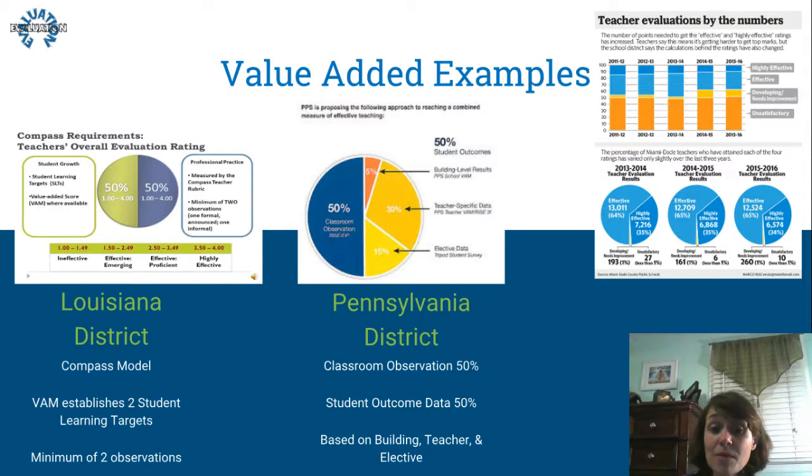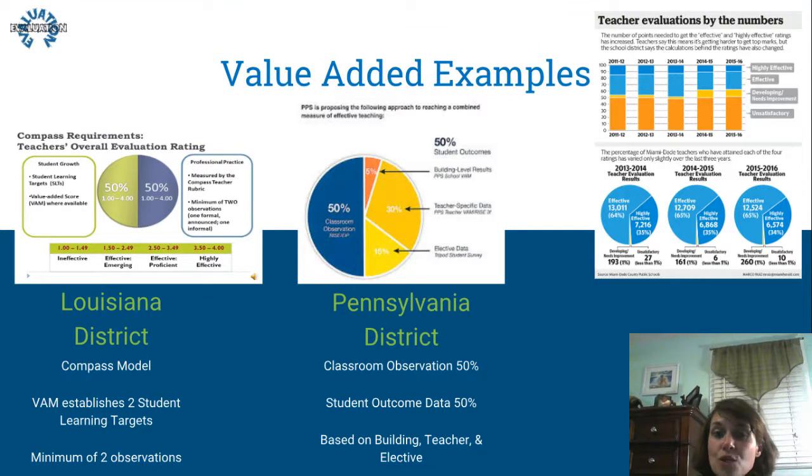If you look at the Pennsylvania example, again, you're looking at a 50-50 split, but I thought this one was especially interesting because you're looking at 50% coming from classroom observation, but then the other 50% is student outcome data, and you're actually looking at not just student outcome data from that teacher's own specific classroom, but you're also looking at building level results. So the individual teachers are not only scored against their own individual students that they teach, but upon the entire building as well. There's also a small elective portion that is contributing to that other 50%.